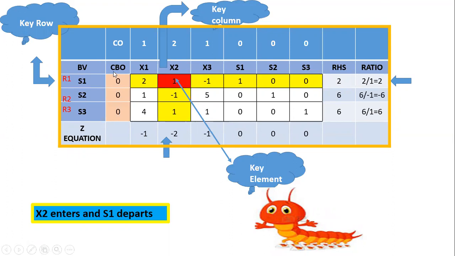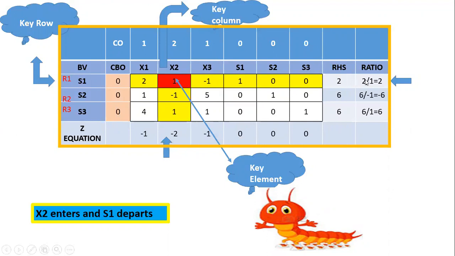Now calculate the z equation. It is the summation of CB into the respective column elements minus the Cj value of that column. So it is 0 multiplied by anything is 0, minus 1 is minus 1, 0 minus 2 is minus 2, 0 minus 1 is minus 1, 0 minus 0, 0 minus 0, 0 minus 0. Among the z equation values, the most negative value is minus 2. So this becomes the key column.